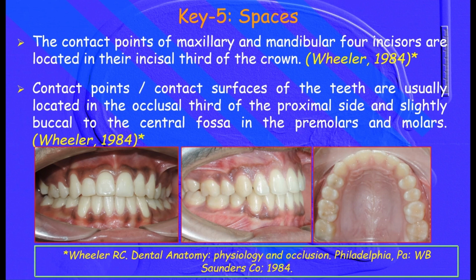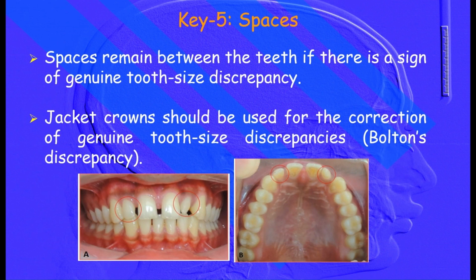If there is a sign of genuine tooth size discrepancy, then spaces remain between the teeth, as shown in the pictures, where the lateral incisors are small and peg-shaped. When there is a genuine tooth size discrepancy in such a situation, jacket crowns should be used for the correction of the discrepancy. In such cases, spaces between the teeth should not be closed during the orthodontic treatment.